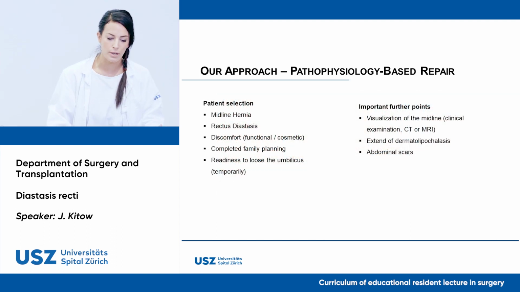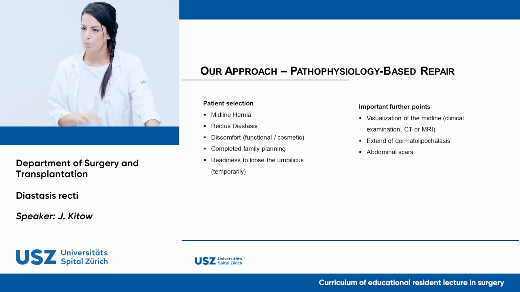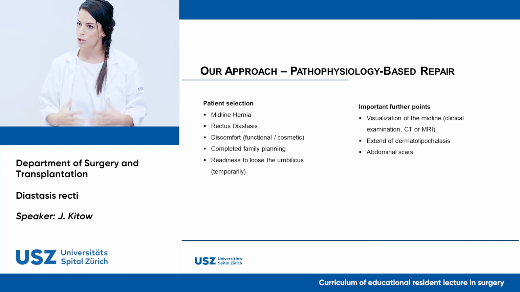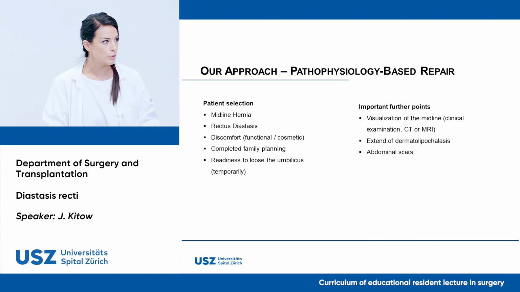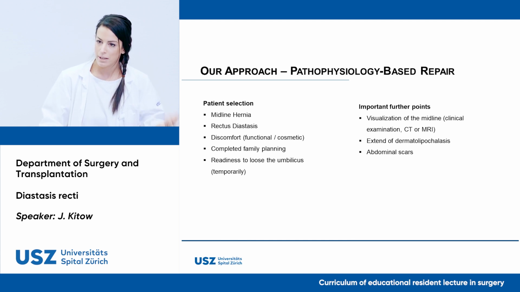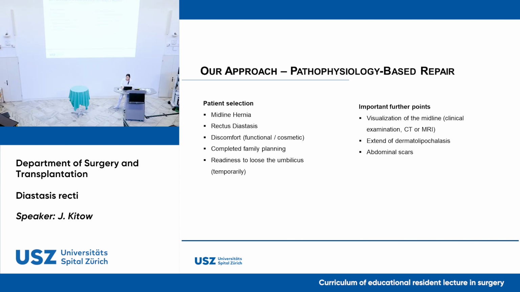So what is our patient selection about? All patients suffer from midline hernias, a rectus diastasis with discomfort clearly on a functional or cosmetic level. They need to have completed family planning, as we insert a really huge mesh, and this can interfere with another pregnancy. And they have to be ready to lose the umbilicus in the first place. It can be reconstructed afterwards, but first of all, they have to be ready that it's lost. And there are further important points we take care of.